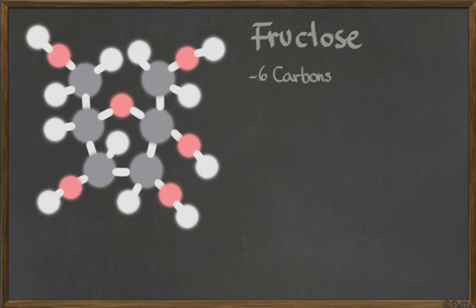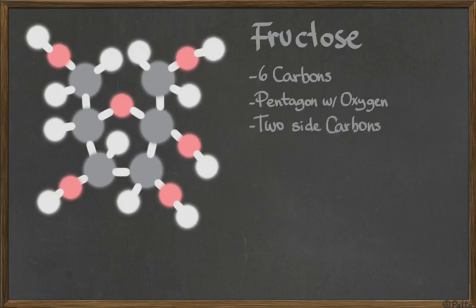Fructose contains 6 carbons, just like glucose, but it makes a pentagon with the oxygen. So it's different to glucose. It has 2 side carbons, one here, one here. So it's not like glucose. But the molecular formula is C6H12O6, just like glucose. So be careful. If you read C6H12O6, it might be talking about fructose, might be talking about glucose. It depends on how these carbons close on each other. If it forms a pentagon with 6 carbons, that's a fructose. If it forms a hexagon with 6 carbons, it's probably a glucose.